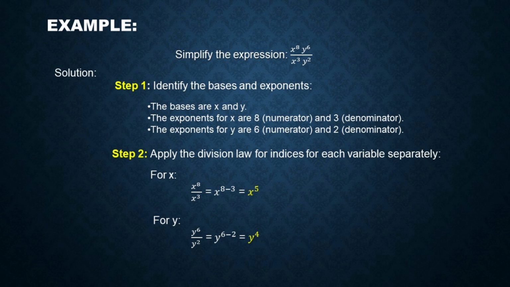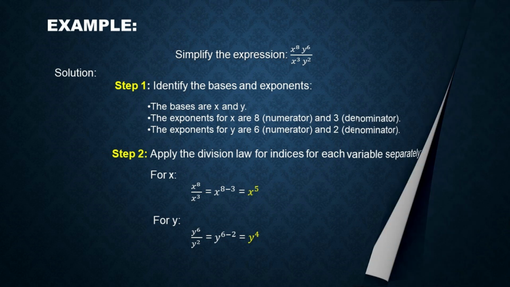Step 2. Apply the division law for indices for each variable separately. For the x variable, x raised to 8 over x raised to 3 is equal to x raised to 8 minus 3, which results in x raised to 5. For the y variable, y raised to 6 over y raised to 2 is equal to y raised to 6 minus 2, which results in y raised to 4.